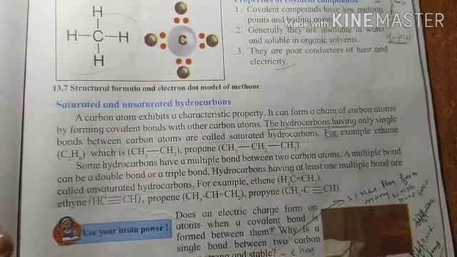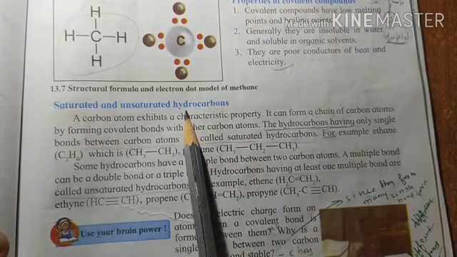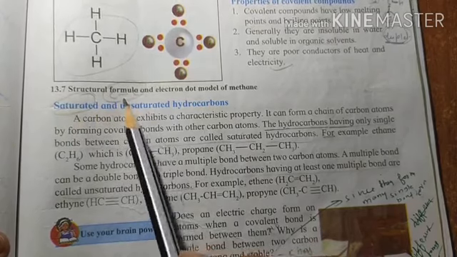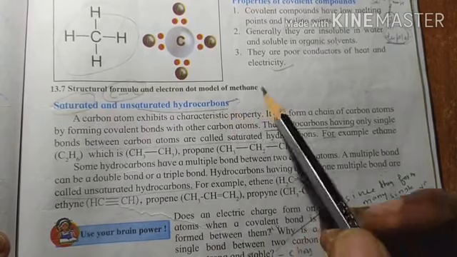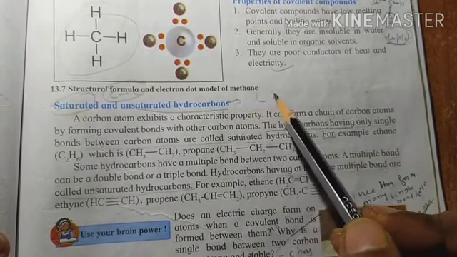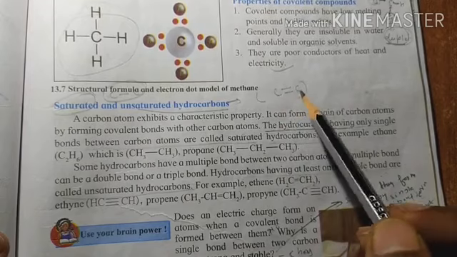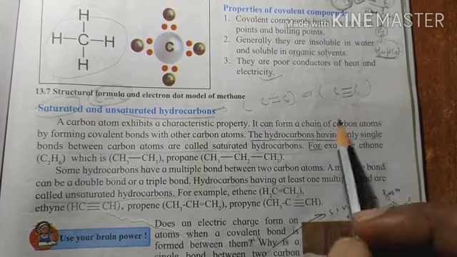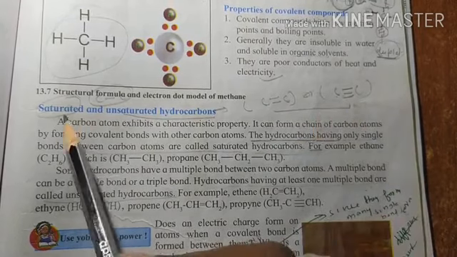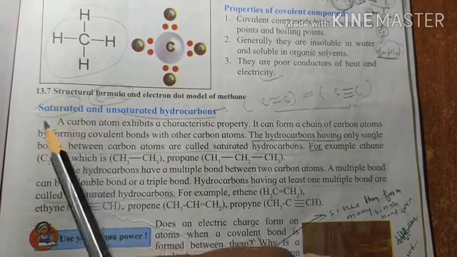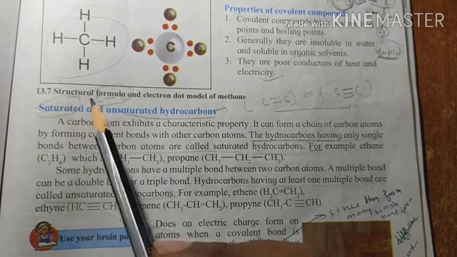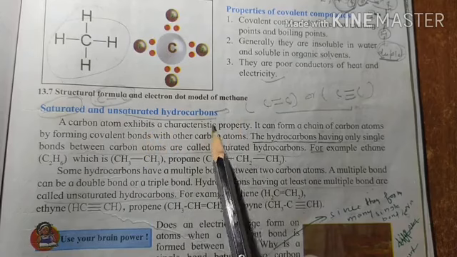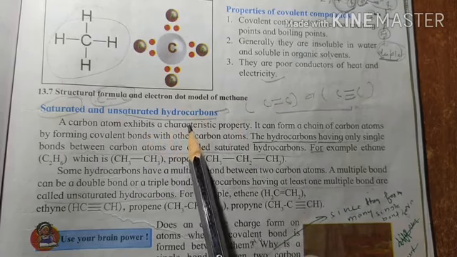Now, saturated and unsaturated hydrocarbons. Saturated means there is a single bond between carbon-carbon atoms. In unsaturated hydrocarbons, there will be multiple bonds. In multiple bonds, there may be a double bond between carbon atoms, or a triple bond between carbon atoms. Understood? So always remember, saturated hydrocarbons belong to alkanes, that you will study in standard 10, and alkenes or alkynes belong to unsaturated hydrocarbons.